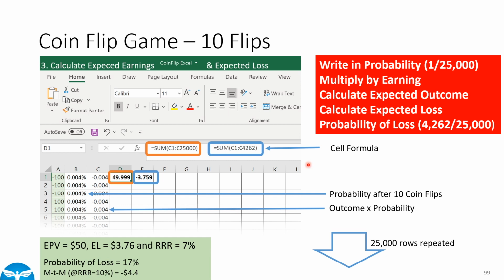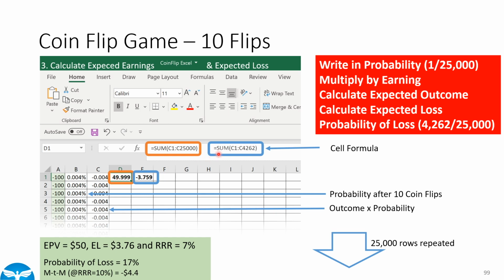And then the other thing, to calculate the expected present value and the expected loss and the risk-reward ratio, what I need to do is to multiply the outcomes with each probability, which is 0.004% in all the cases, since I have 25,000 rows. And then I calculate here in C the outcome times the probability. Okay, and then I sum that up for all 25,000 rows here in this cell.